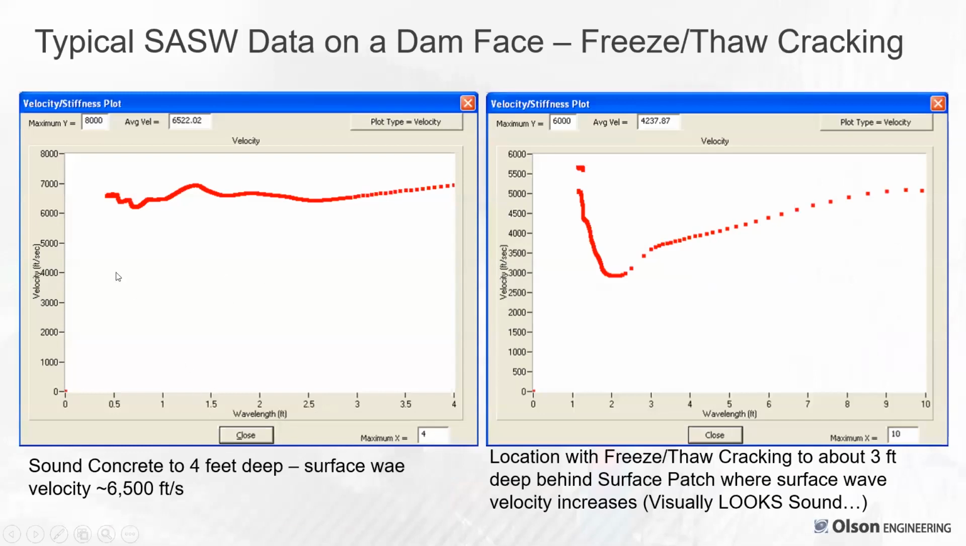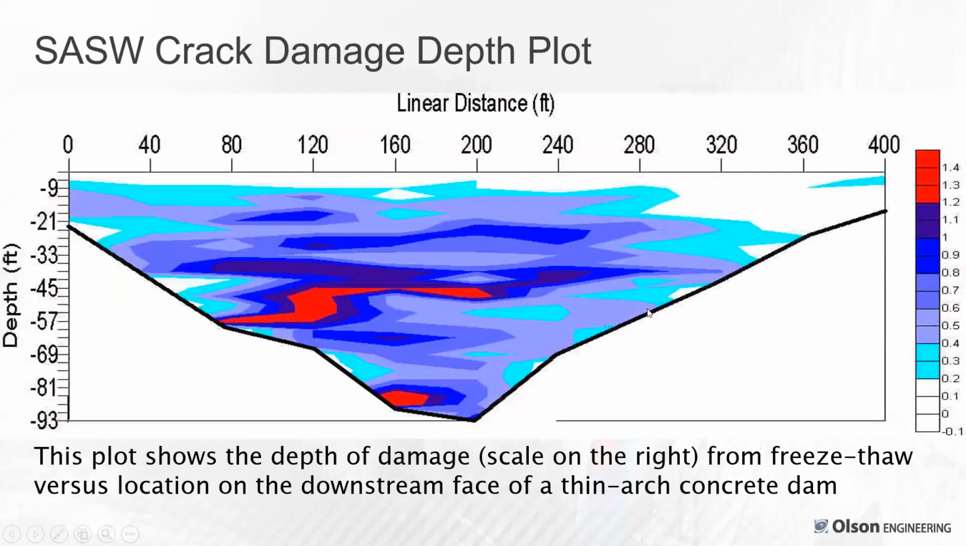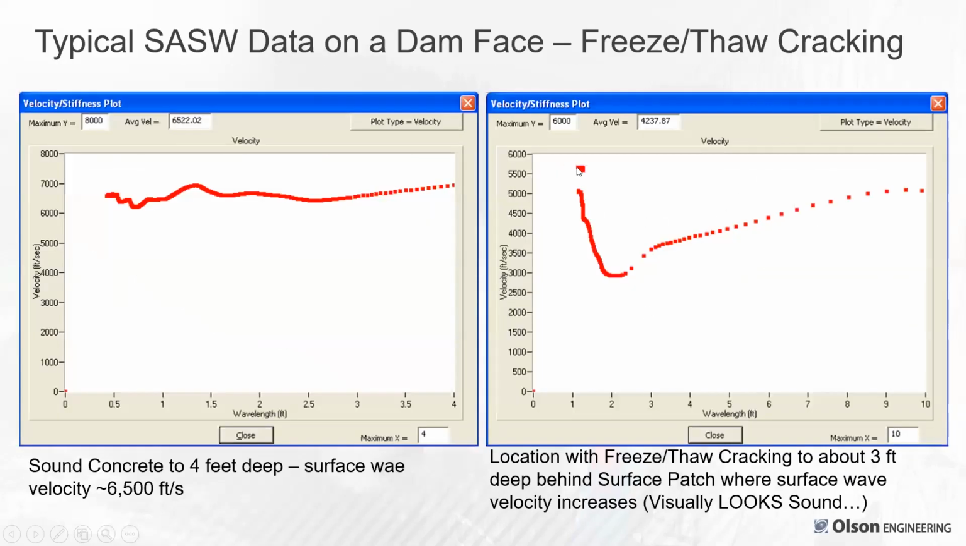So here's example results again of the velocity versus wavelength plots. On the left is sound concrete, wavelengths shown of about 4 feet deep, starting from about 4/10 of a foot, and nominally 6,500 feet per second. By comparison, this was done on a patched area on the dam. The surface patch started off being much faster, but quickly got slower, indicating cracking damage. And then at a wavelength of about 3 feet, the velocity starts to increase, indicating the depth of freeze thaw cracking behind the patch is about 3 feet deep.